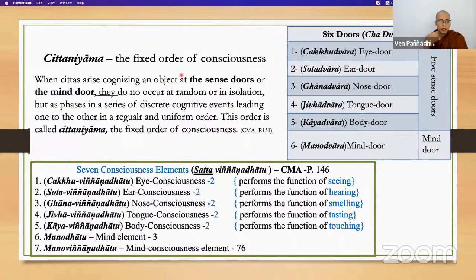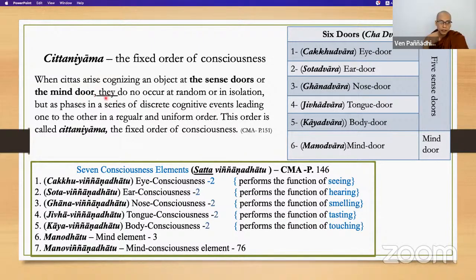And when consciousness arises, it uses six doors: five sense doors, eye, ear, nose, tongue, body, and lastly the mind door. We collectively call the former five the sense doors; in Pali, Pañca Dvāra. Pañca is five and Dvāra is door. And the last one is only the mind door. So altogether six doors. Without an object, consciousness cannot arise, and when it arises, it comes through any of the six doors.